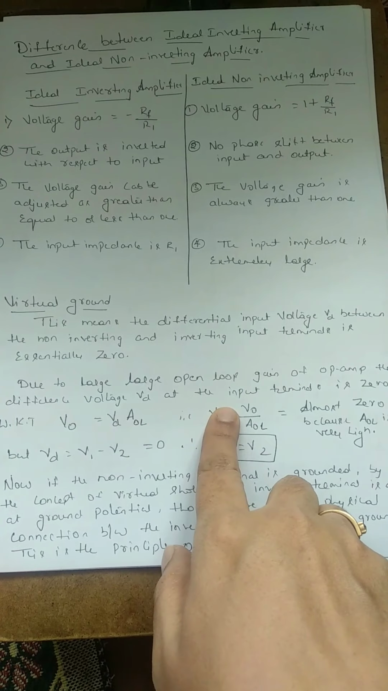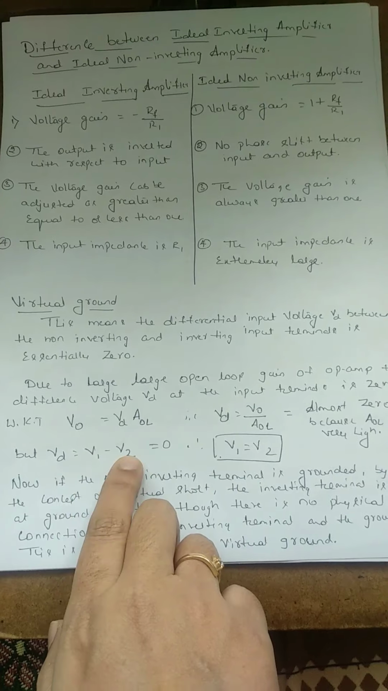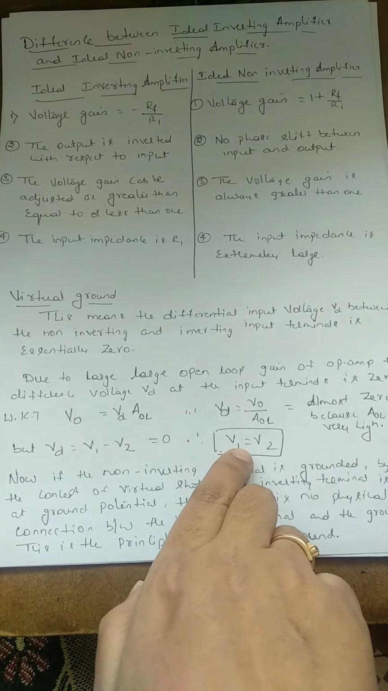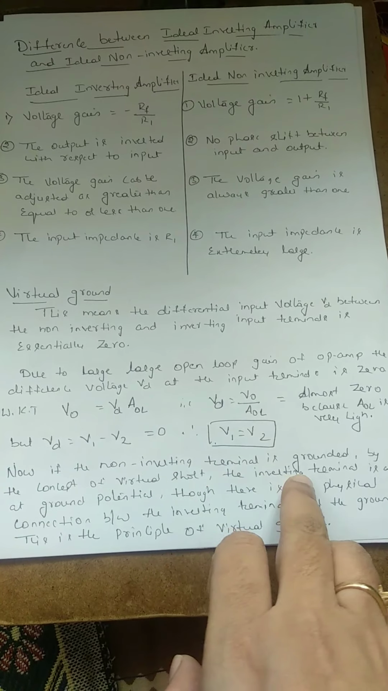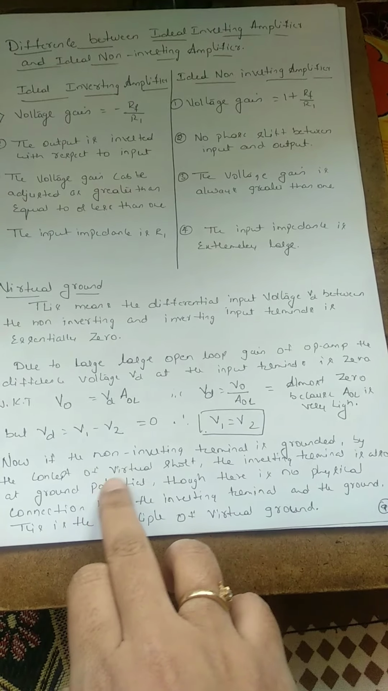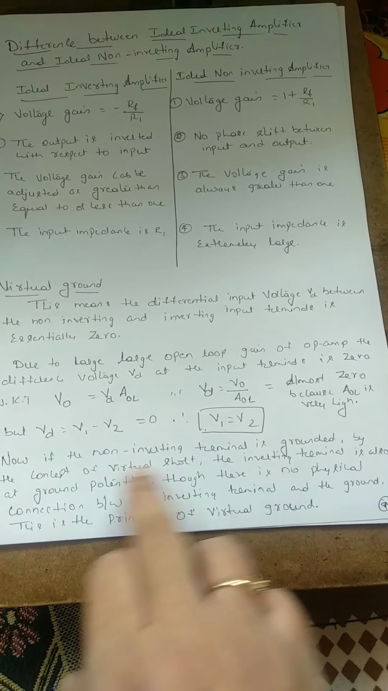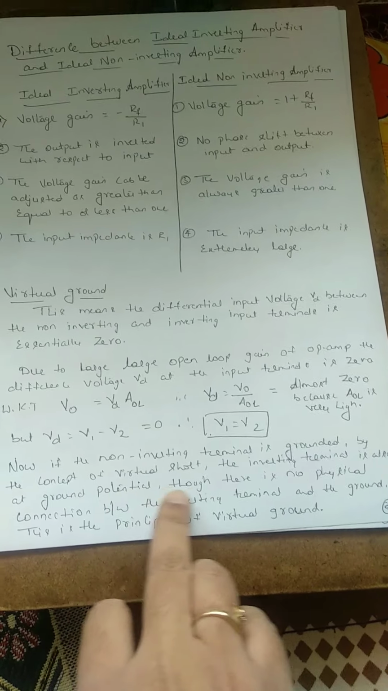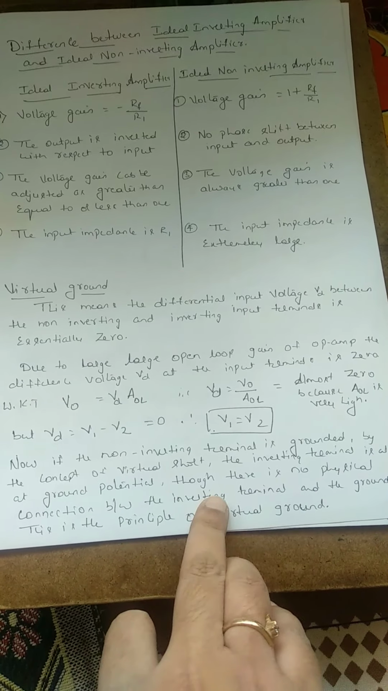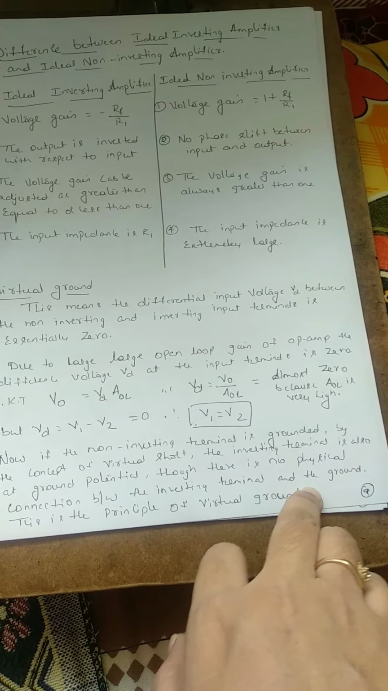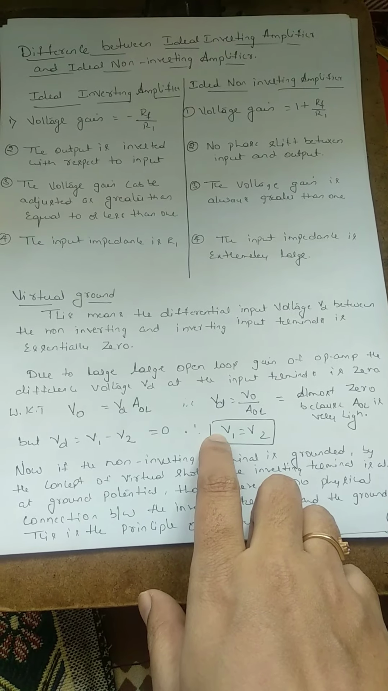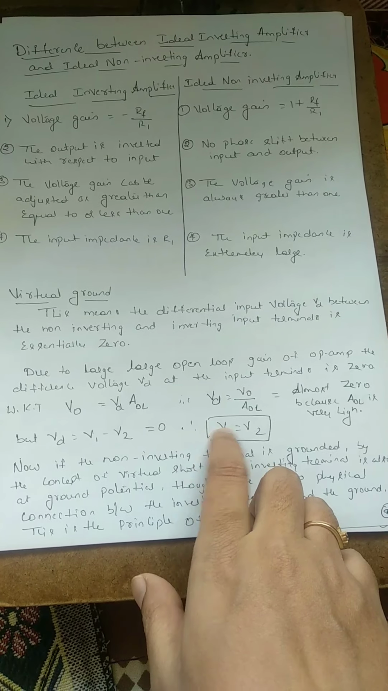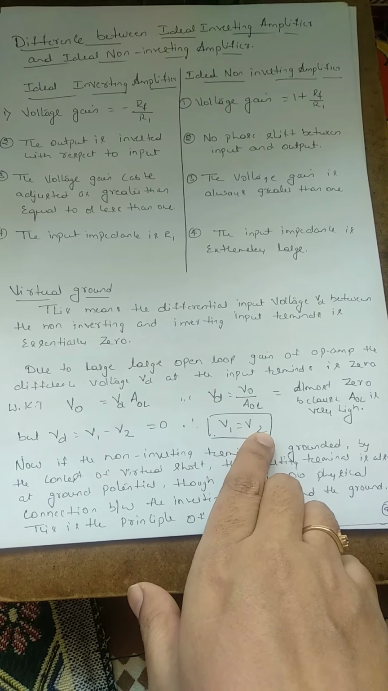Since VD is equal to V1 minus V2, and this becomes 0, then V1 is equal to V2. That is, if the non-inverting terminal is grounded, by the concept of virtual short, the inverting terminal is also at ground potential, though there is no physical connection between the inverting terminal and the ground. That is, we are saying the potential at the inverting terminal is equal to the potential at the non-inverting terminal.